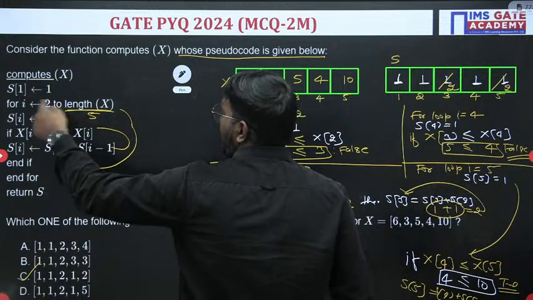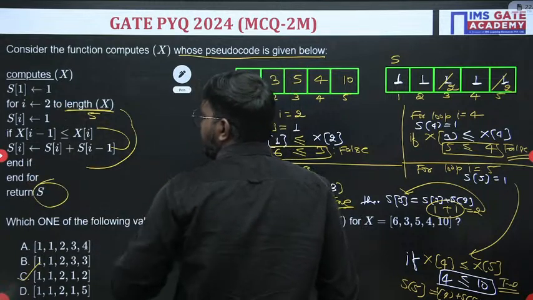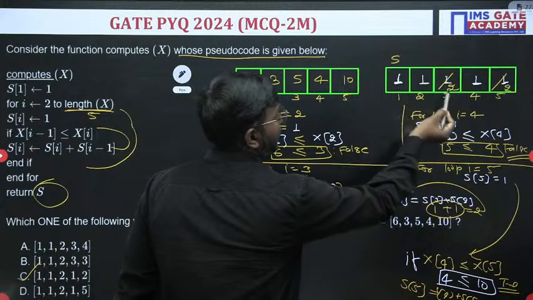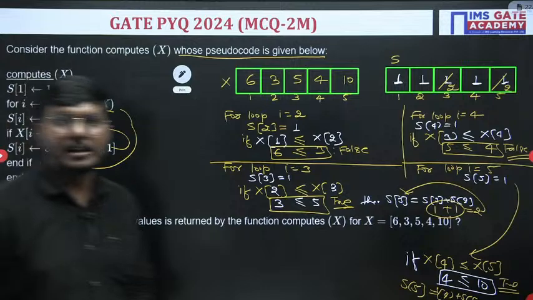6 means now the condition is false. When the condition becomes false, the for loop will end and it will return s. So what is the final value of s? 1 1 2 1 2. That is our option C. C is the right answer. Understood? Any doubt? Tell me here.